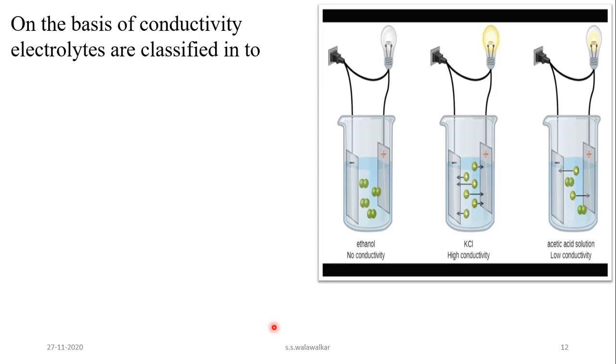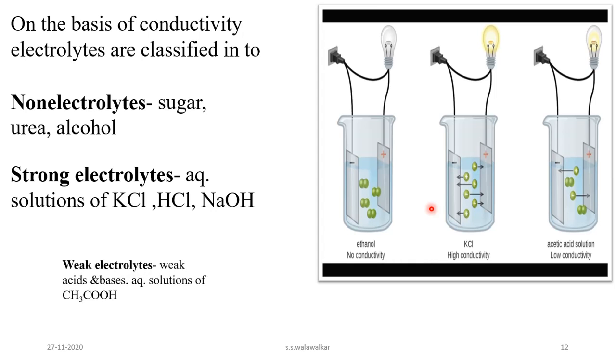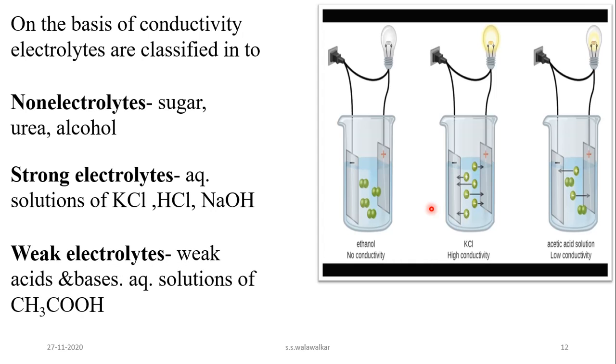On the basis of conductivity, electrolytes are classified into three types. All this part we have studied in ionic equilibria. Those substances which do not conduct electricity are called non-electrolytes, such as ethanol, sugar, urea. Those which conduct electricity or get 100% dissociated have high conductivity and are strong electrolytes. And those which have low conductivity are called weak electrolytes.